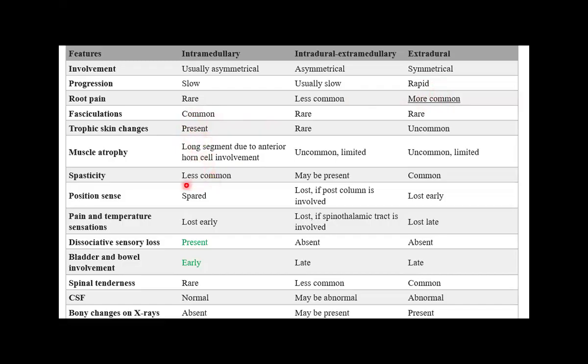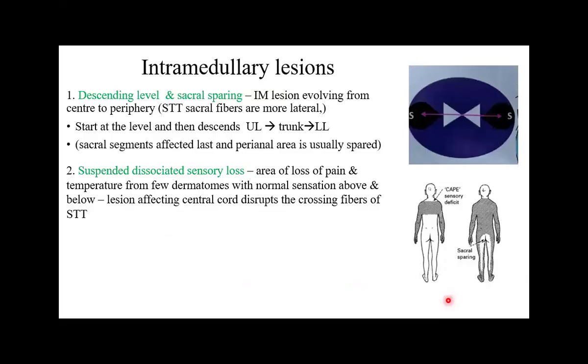And coming to the sensation, joint position sense is lost early in extradural as it is compressing from outside, and it is preserved or spared in intramedullary. And pain and temperature sensation are lost early in intramedullary as it is expanding from the center to outside. The spinothalamic crossing fibers are involved, and lost late in extradural. Dissociative sensory loss and early bowel bladder involvement are seen in intramedullary, and bony abnormalities are most commonly seen with extradural.